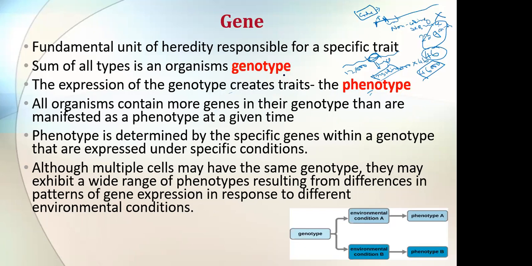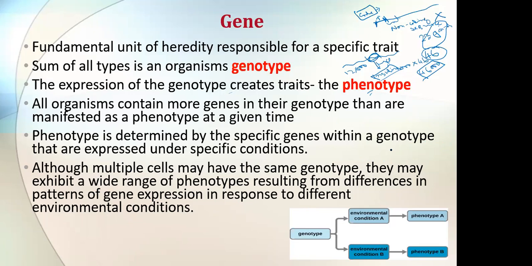But remember that not all the genes are going to be expressed at the same time. All organisms contain more genes in their genotype than are manifested as a phenotype at a given time. As I said, we have millions of genes inside our body, but maybe at this moment only one gene is going to make protein, that's the insulin gene. So phenotype is determined by the specific genes within a genotype that are expressed under specific conditions.